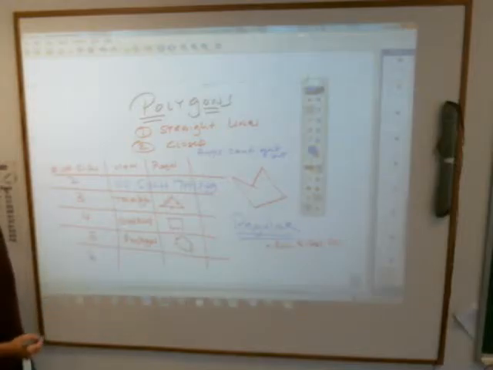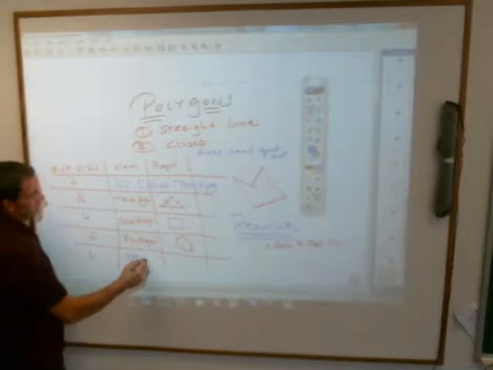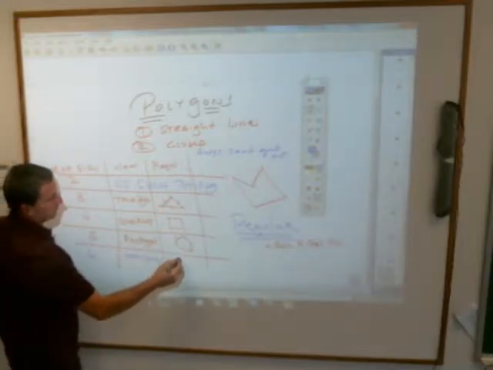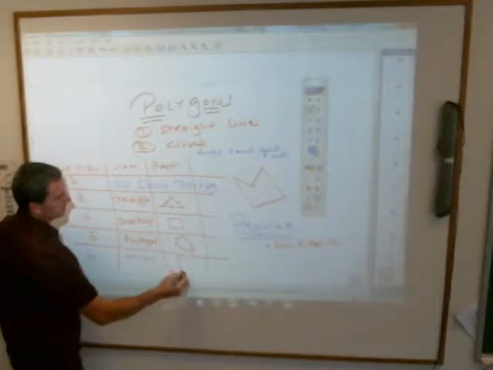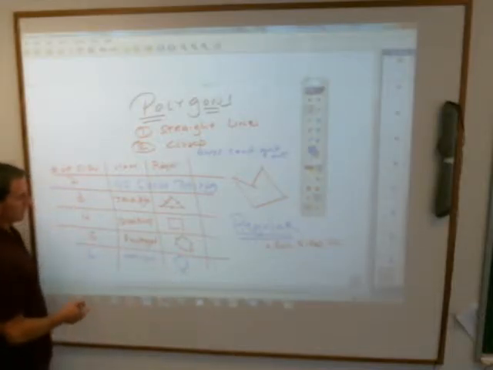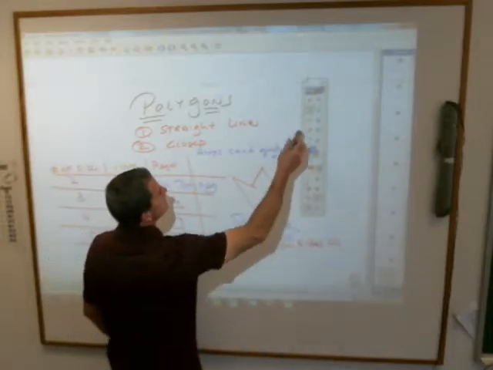Six-sided is a hexagon. 1, 2, 3, 4, 5, 6. That wasn't quite right. Am I running out of room? I think I am.